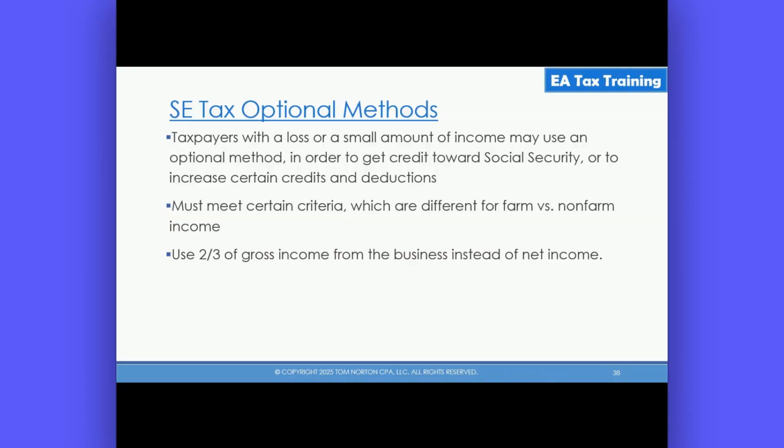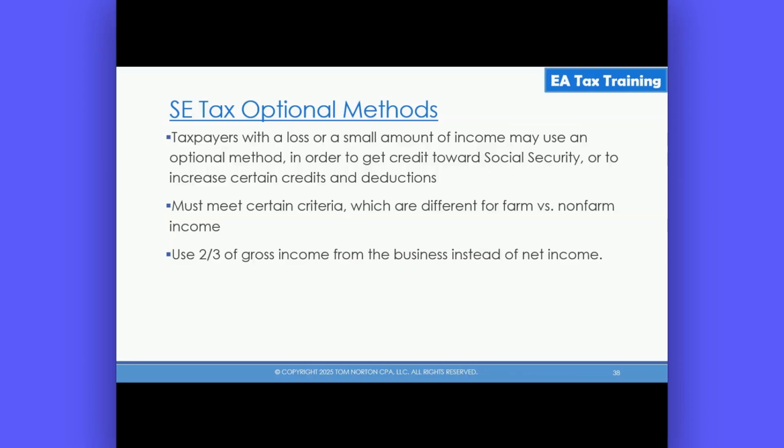So what this optional method does is it allows self-employed people to use, for purposes of self-employment tax and Social Security, instead of using their net earnings from self-employment, instead they use 2/3 of their gross income from their business. They use that number to determine their earned income and to pay self-employment tax on that.